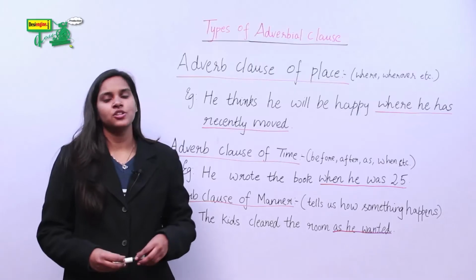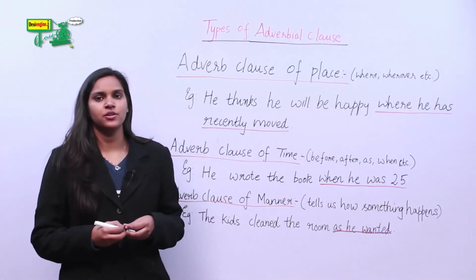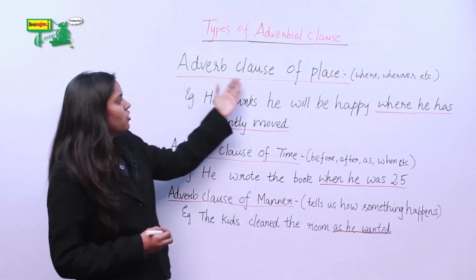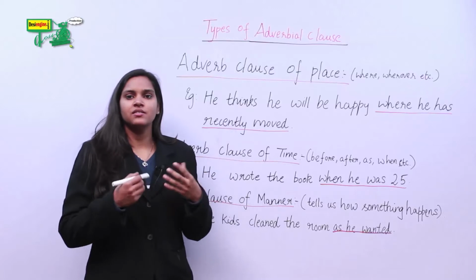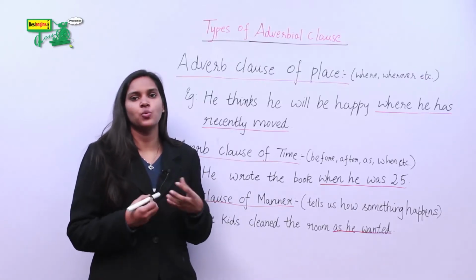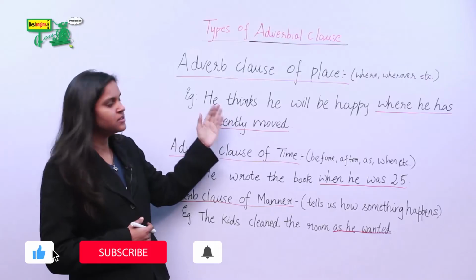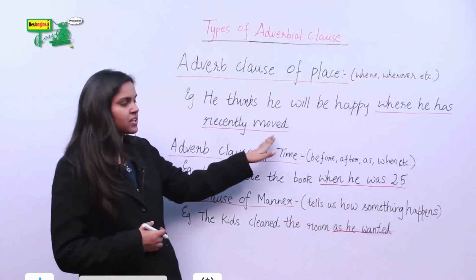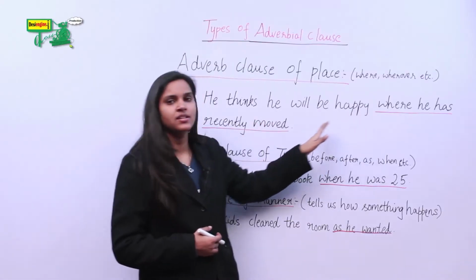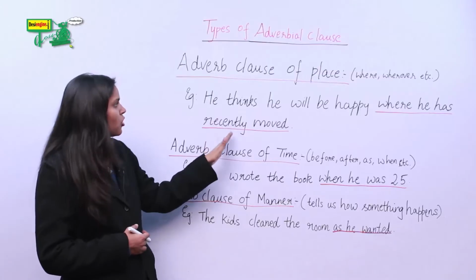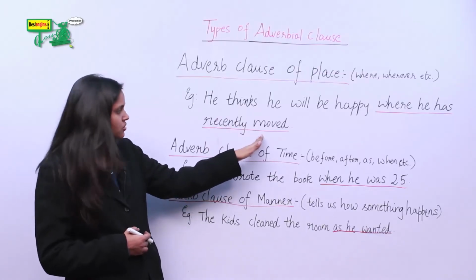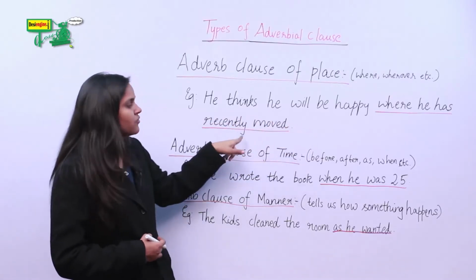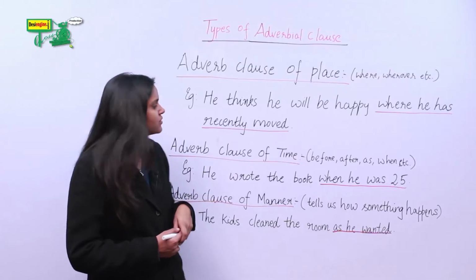Hello friends. Today we are going to learn the different kinds of adverbial clauses. Let's do the first one. Adverb clause of place. Basically, this clause answers the question where. Like in this sentence, he thinks he'll be happy where he has recently moved. Where he has recently moved is our adverb clause of place, and this answers the question where he will be happy, where he has recently moved.